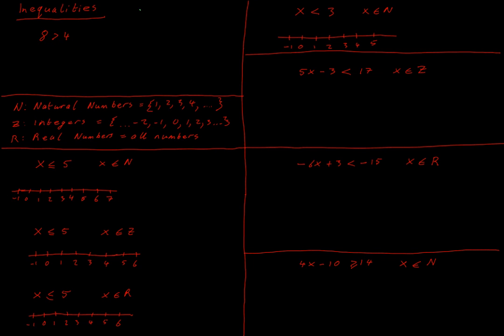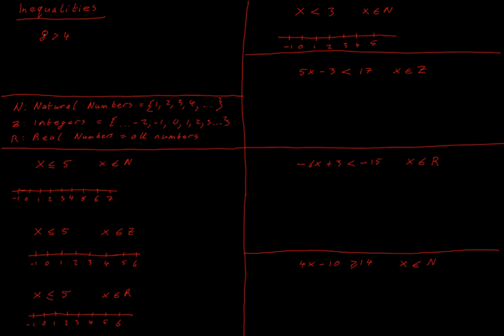This symbol here, the sideways looking V, means that the larger thing is on the larger side of the symbol, and the smaller thing is on the smaller side of the symbol. So 8 is greater than 4. And that's true. 8 is bigger than 4. It's greater than 4.